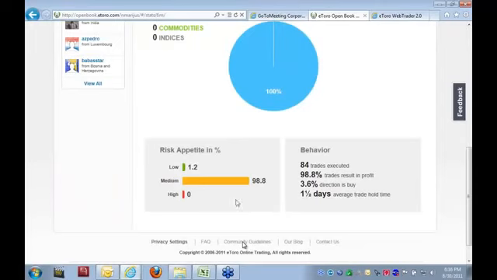Trades in medium risk. The average trade hold time is 1.5 days. 99% of the trades that he opened resulted in profit. That is absolutely astonishing, okay?